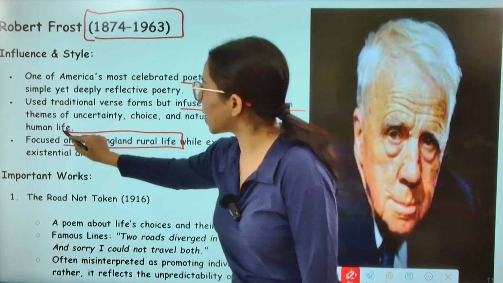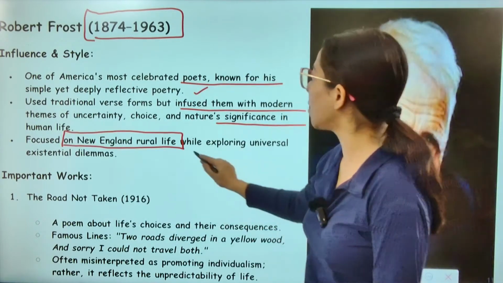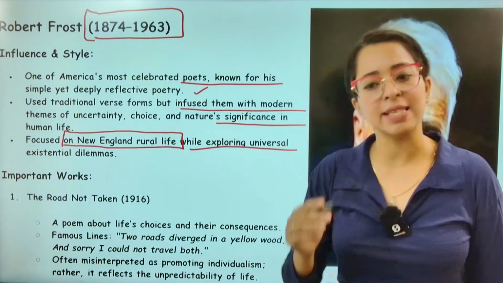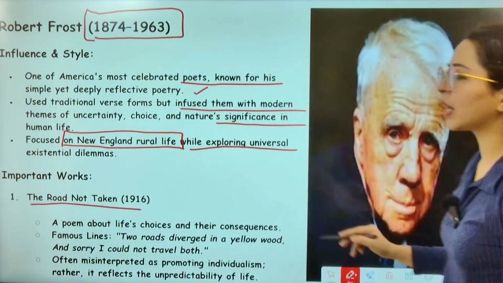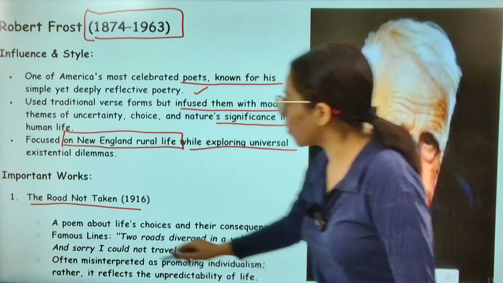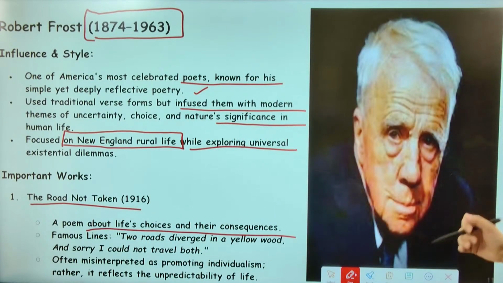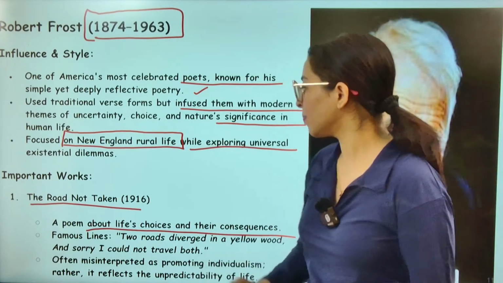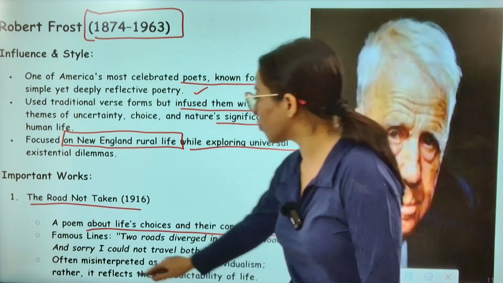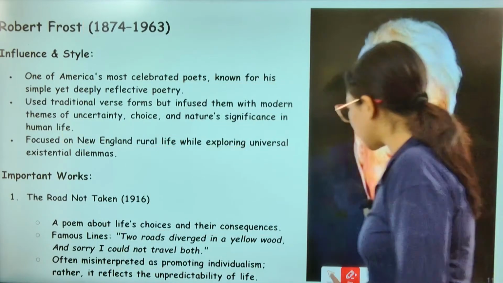तो उसकी जो अमेरिका में जो न्यू इंग्लैंड रूरल लाइफ है उसके वहाँ पे उस जगह पे उसने फोकस किया था, while exploring universal existential dilemmas. The Road Not Taken, इनकी बहुत important work है. The Road Not Taken, a poem about life choices, their consequences. Famous lines, two roads diverged in a yellow wood, and sorry I could not travel both. Okay, often misinterpreted as promoting individualism. However, this becomes a seminal work.